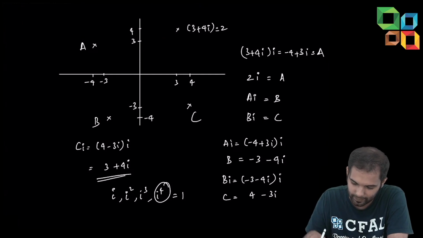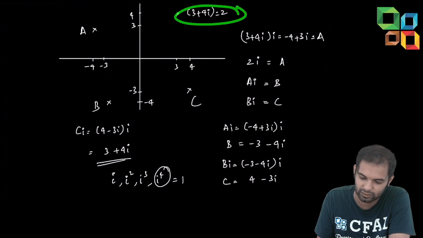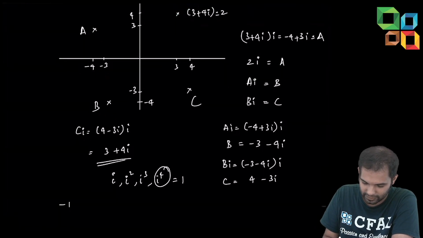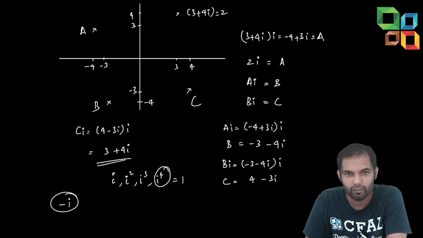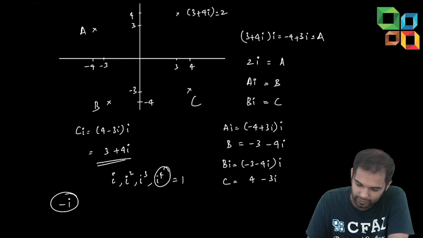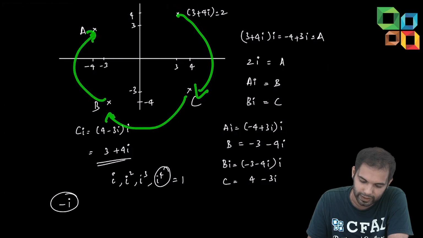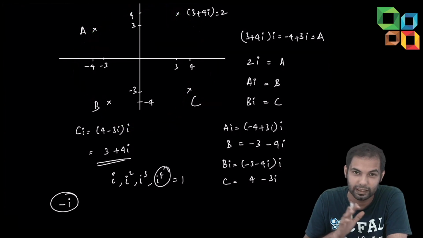Same exercise: start from the same point. You multiply with minus i and see what you get. You might guess the result, but you can try multiplying with minus i. What will happen is, first you multiply, you will come to C, you'll go to B, you'll go to A, then again you'll go back to C. Again, after four multiplications, you'll go back.